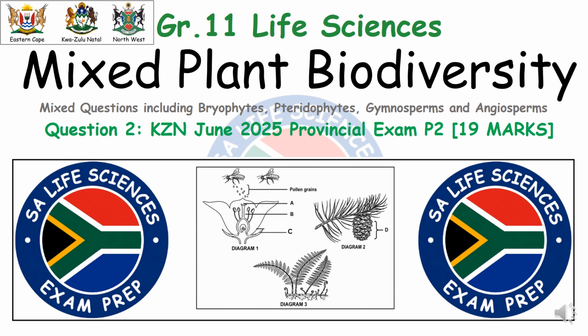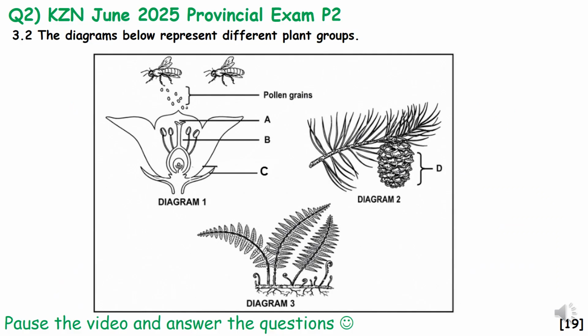In this video, we will be going over the KZN June 2025 Provincial Exam question. This question is worth 19 marks and will be covering the topics of the Bryophytes, the Pteridophytes, Gymnosperms, and Angiosperms. So let's jump into it.